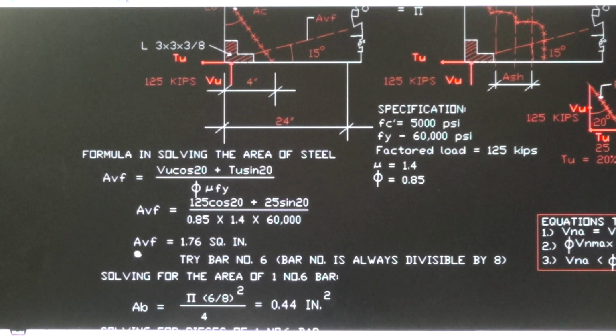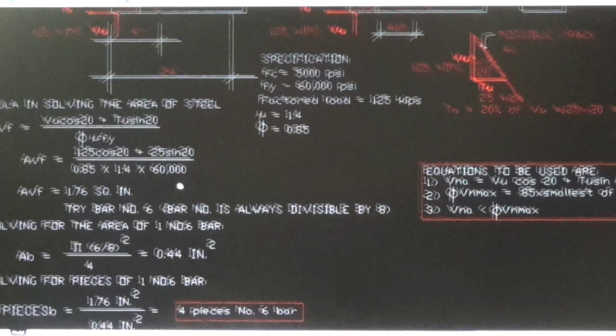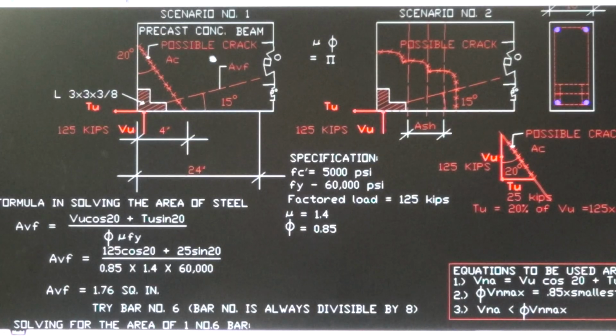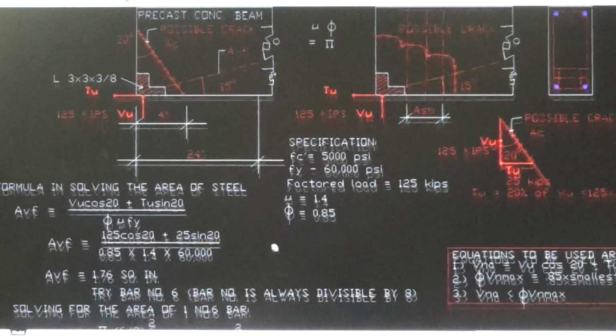The AVF now is equal to, you work this out and it gives you 1.76 square inches. Okay, the area of this now is 1.76 inches square.